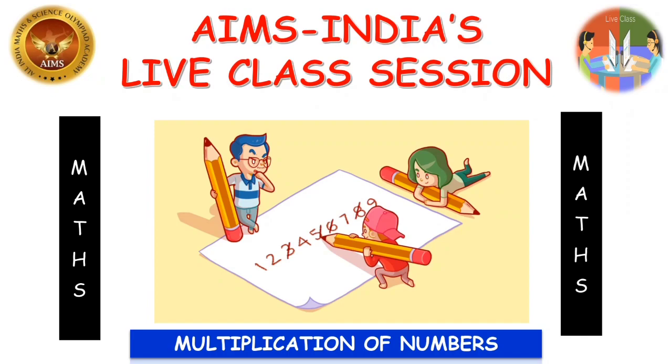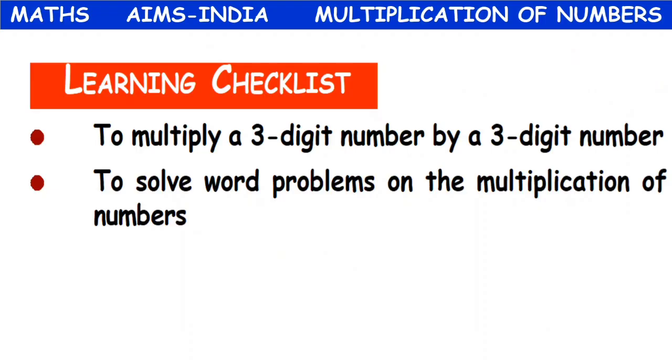Okay, in today's class we learn about multiplication of numbers. Yes, so what is our checklist? To learn how to multiply a 3-digit number by a 3-digit number, and also to solve word problems on the multiplication of numbers. Okay, so this is chapter 3, multiplication, and by the end of this chapter we would be able to multiply a 3-digit number by a 3-digit number, and also we'll know how to solve word problems on the multiplication of numbers.